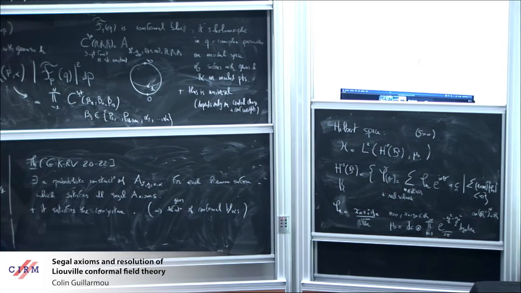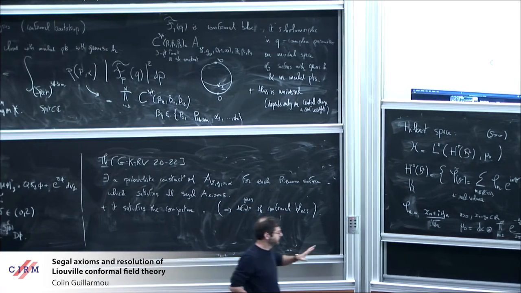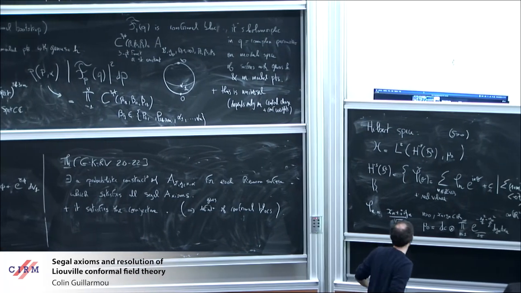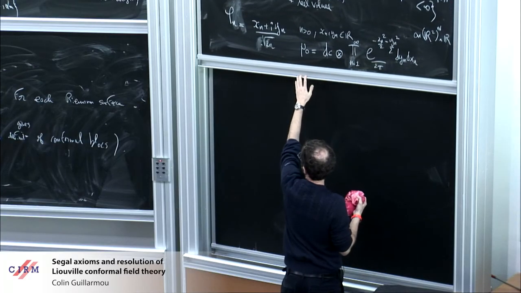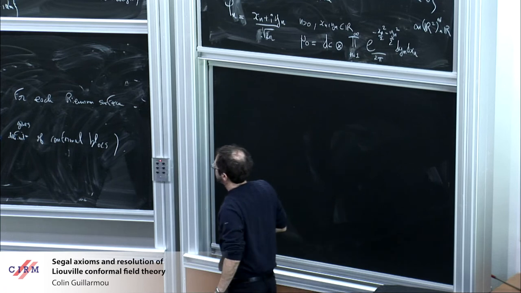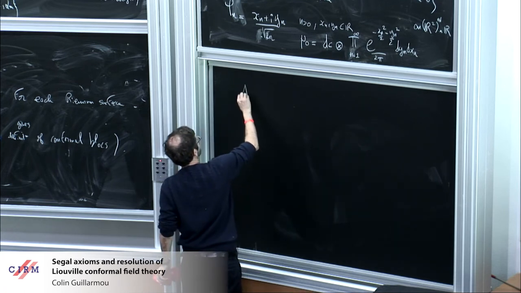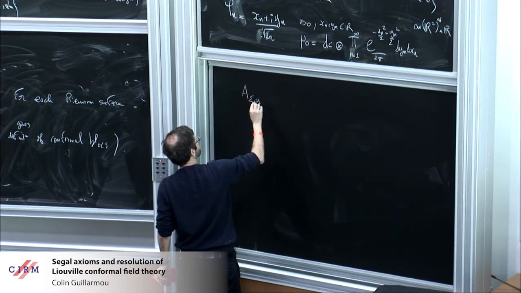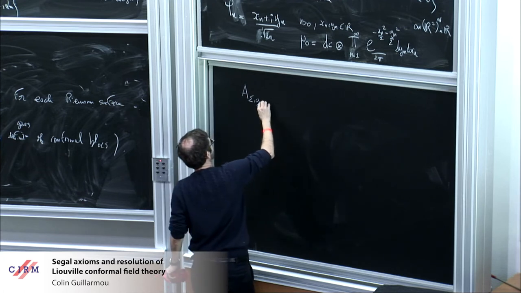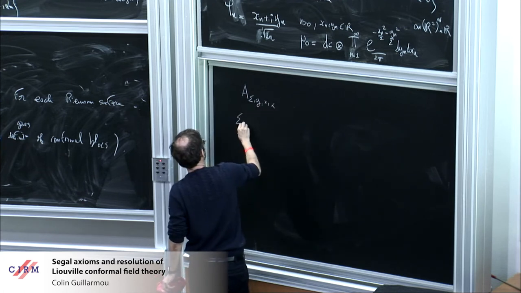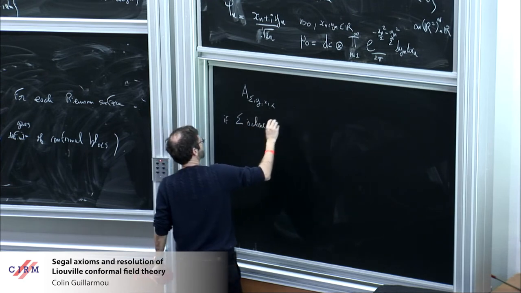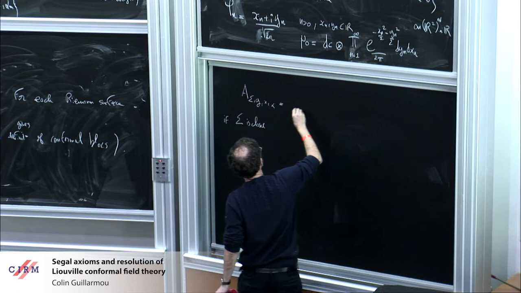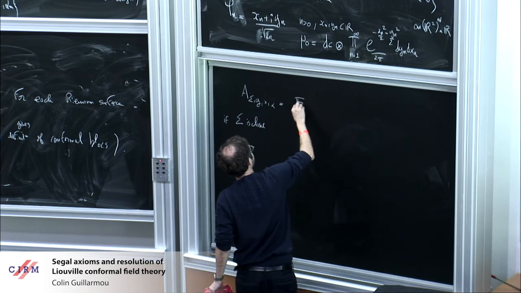So this is really the space of fields in the physics sense. And this, using probability, you can really define it properly. And I can give you the amplitude, for instance, if sigma is closed, the amplitude should be a number. And the way you define it is something like this.